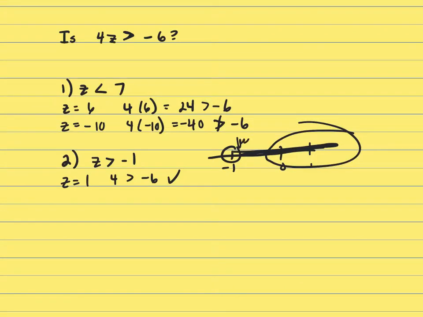But what about these here? So let's let z be negative 0.5. Z is negative 0.5, and this z value is greater than negative 1. So if you take 4 times negative 1/2 or negative 0.5, that gives you negative 2, and negative 2 is greater than negative 6. So that's going to work. Any of those numbers there are going to make it greater than negative 6.